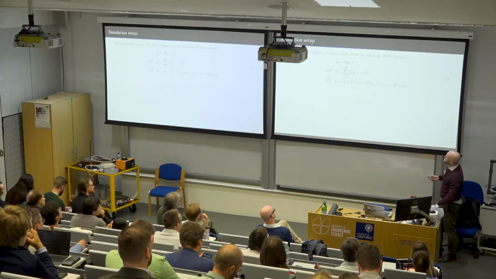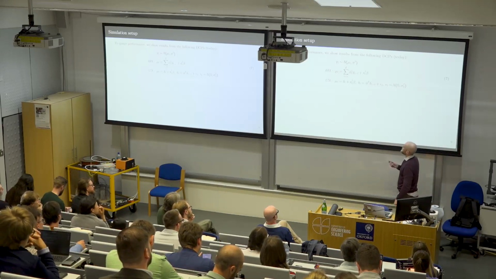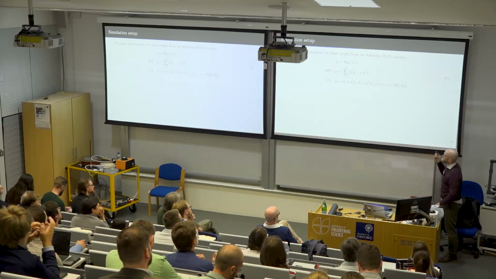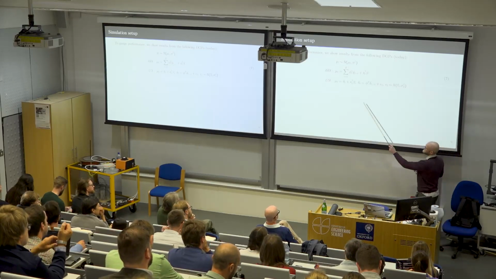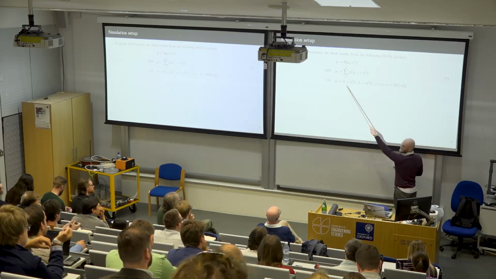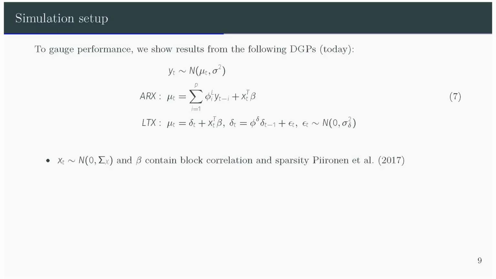All right, so now let's look at some empirical evidence. We have today a set of experiments for the AR models, ARX, and then the LTX. LTX is just a simple state space model with one unknown trend included, and this unknown trend has an AR process. And we have some pretty simple stuff going on here.